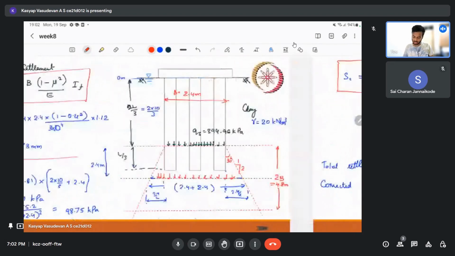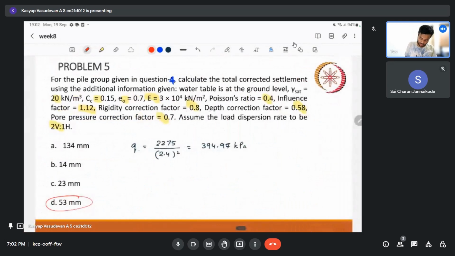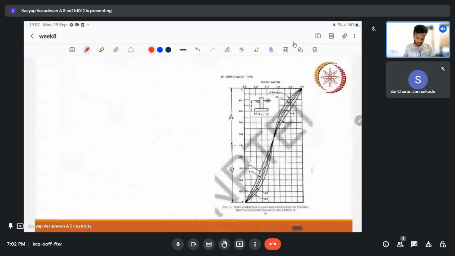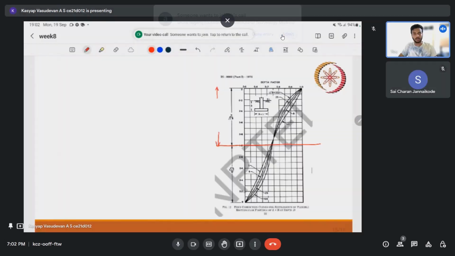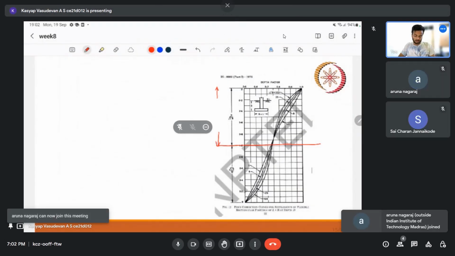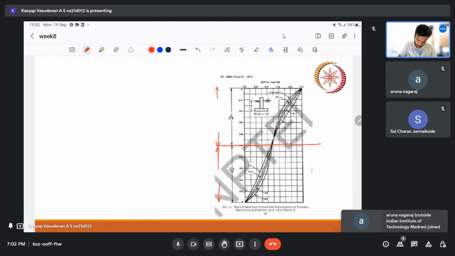So here just to refresh, this particular correction factor can be arrived from the Fox correction. I have the chart. Okay, so I'm refreshing it because till now in the shallow foundation we were talking about this portion because it was applicable for that. For pile foundation we will be using this portion.